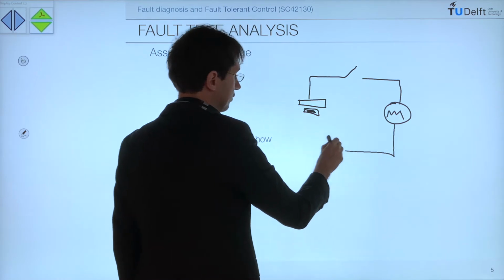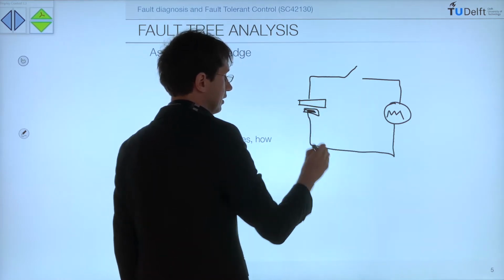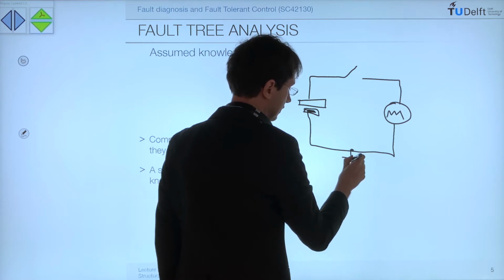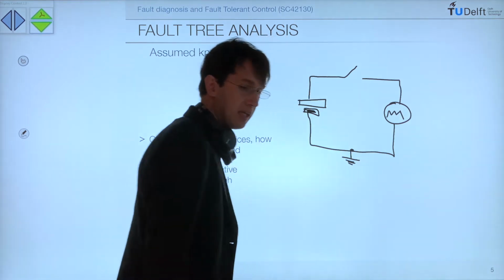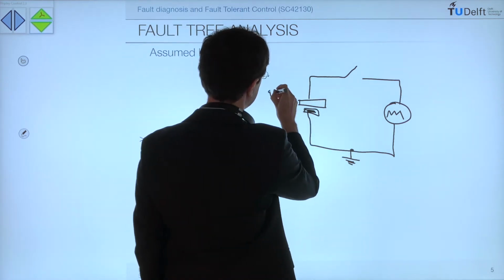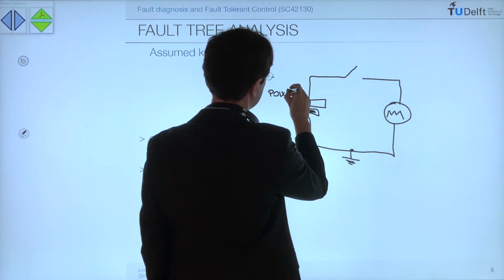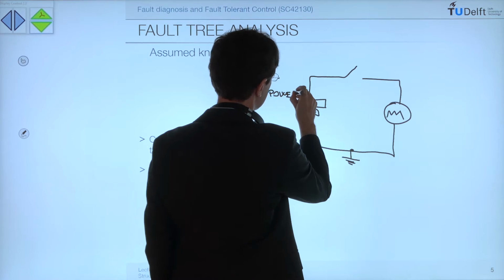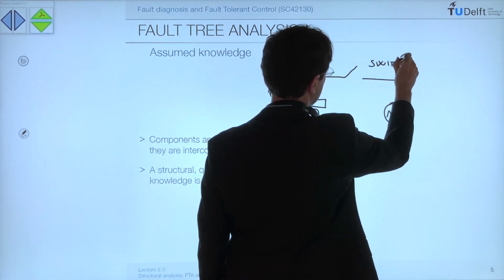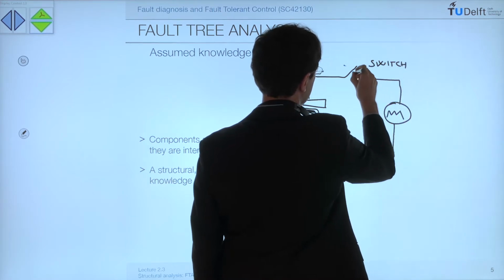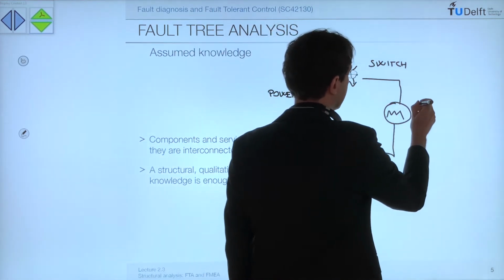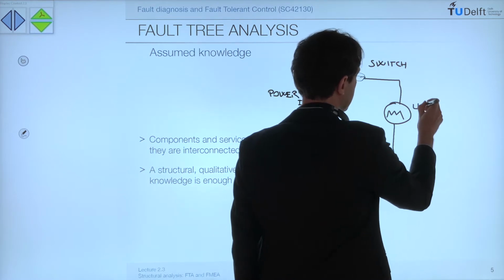And then we have the return wire. So everything is connected to earth. So safety first. And let's write down power. Switch is here. It's normally open, but we can close it. And light bulb is here.